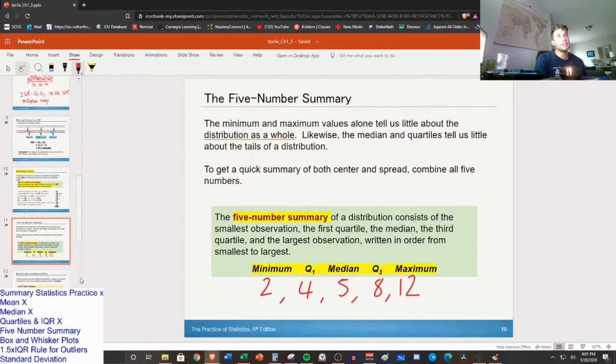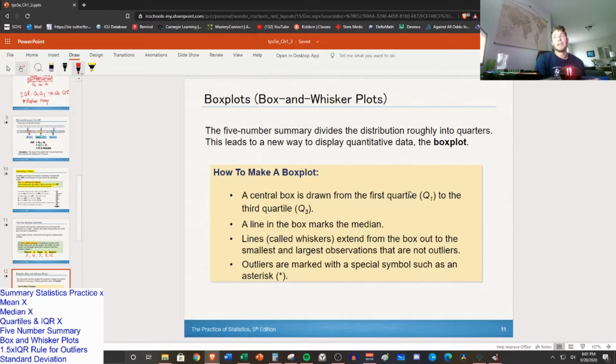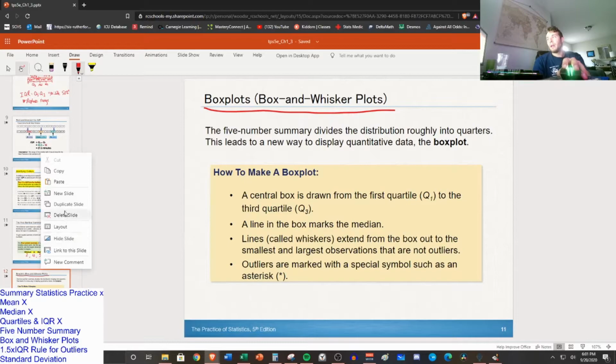All right, so we're going to go ahead and talk about the final plot type for this section. We've talked about dot plots, stem and leaf plots, which are the most work and for some of us the most complicated. Histograms, where you have to have the correct bin width, or excuse me, the width of the bars have to be set. Now we're going to talk about one of my favorites, which is a box and whisker plot. So draw a line in your notes and write box plots, box and whisker plots. It says the 5-number summary divides the distribution roughly into quarters, and it leads to a new way to display quantitative data.